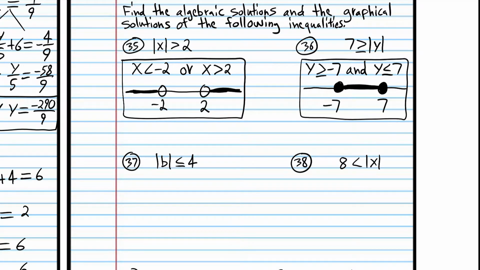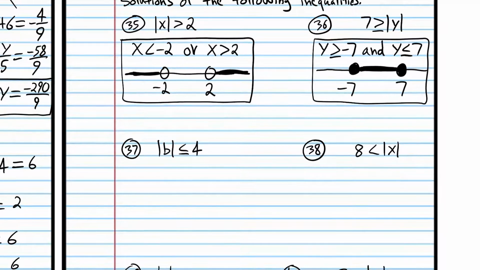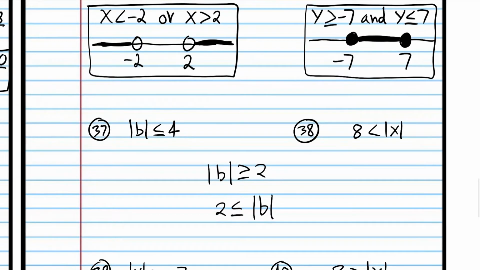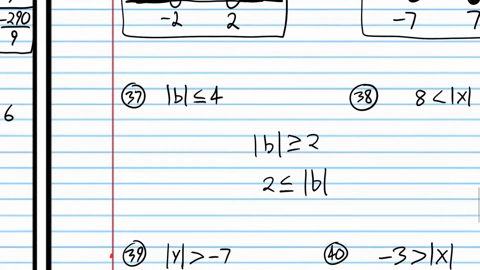So, for example, you might have absolute value of b is greater than or equal to 2. You can actually flip it. And as long as you flip that inequality also, this is the same thing as this, you see. So it's very easy to get confused.